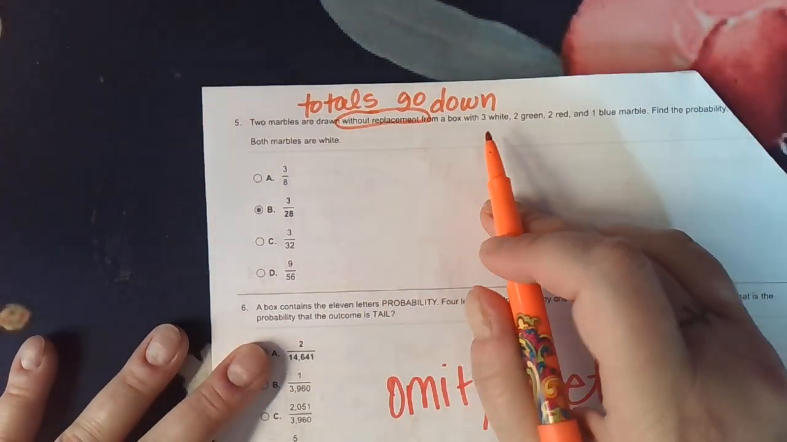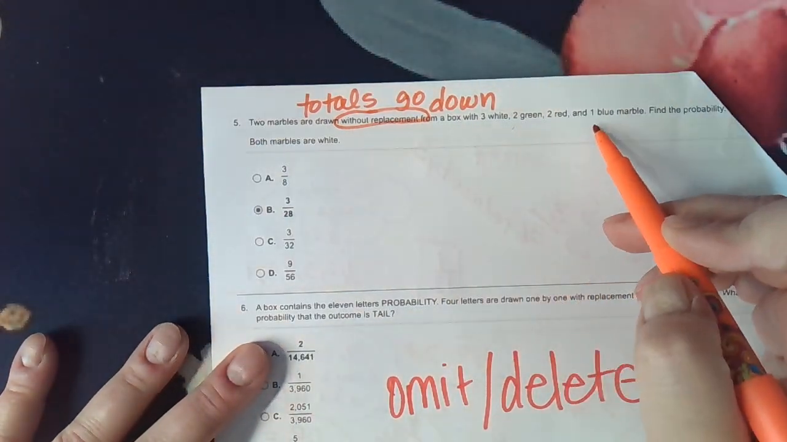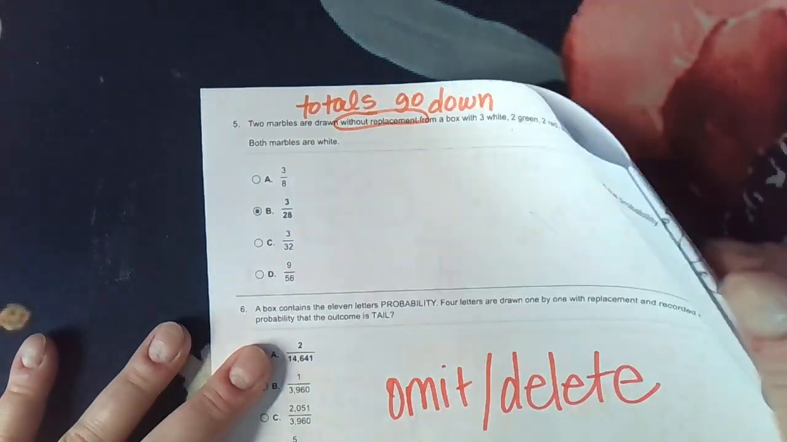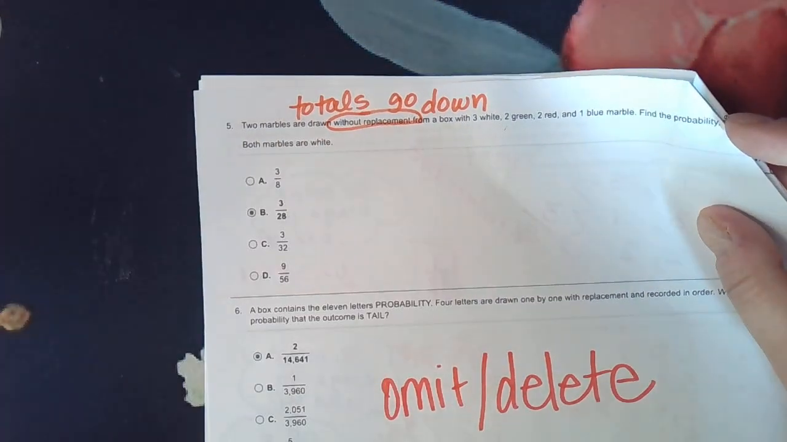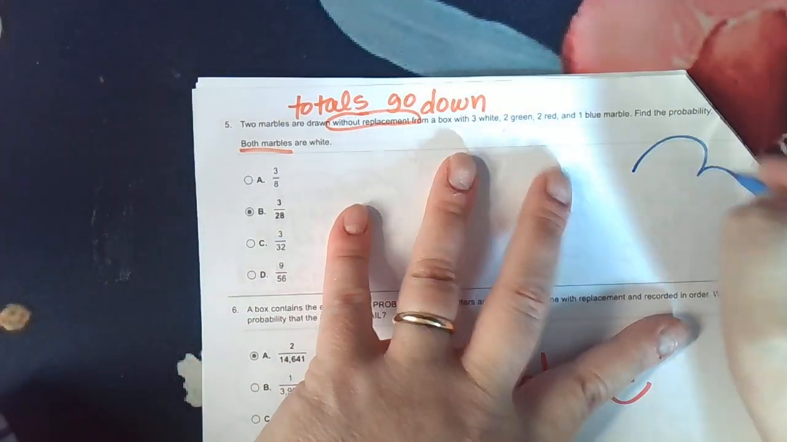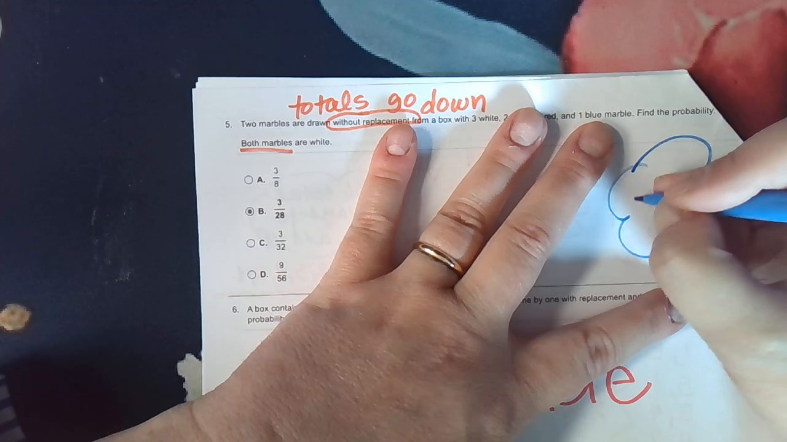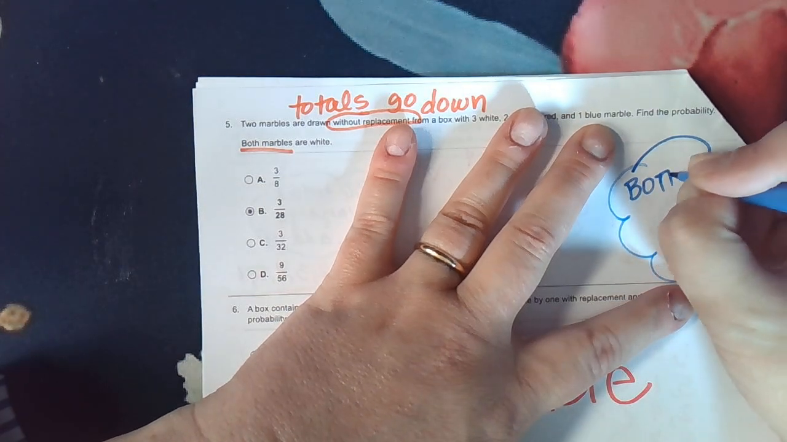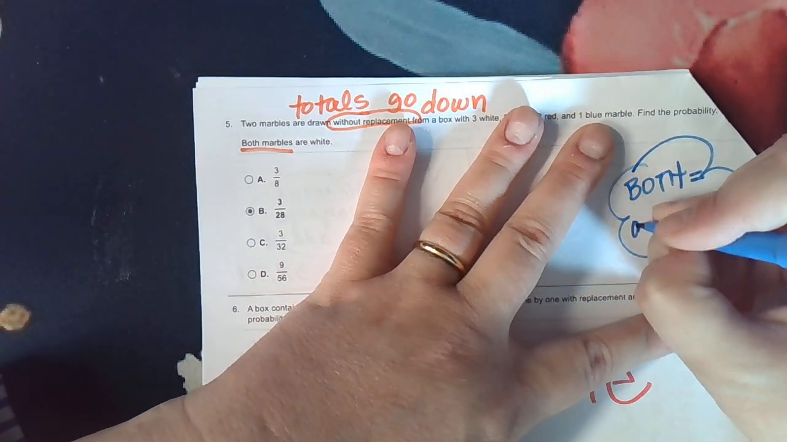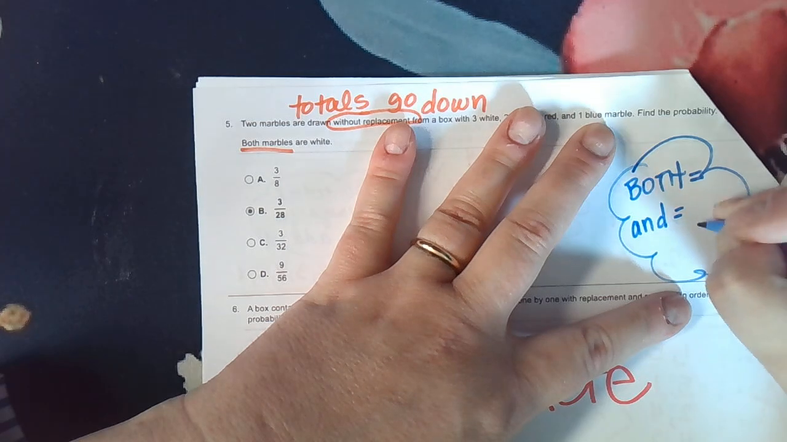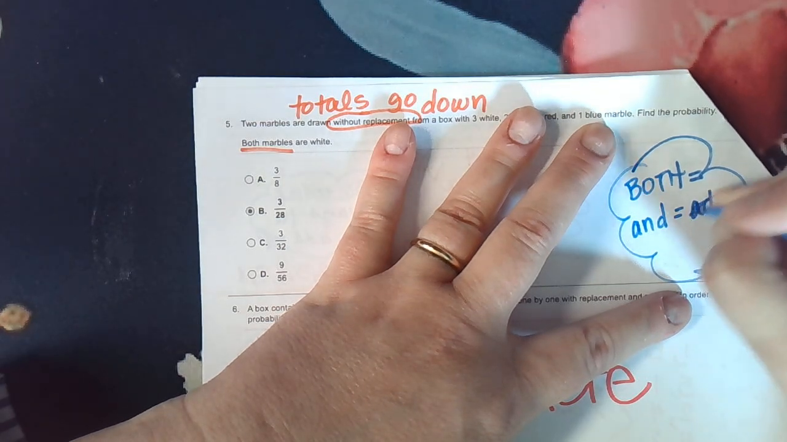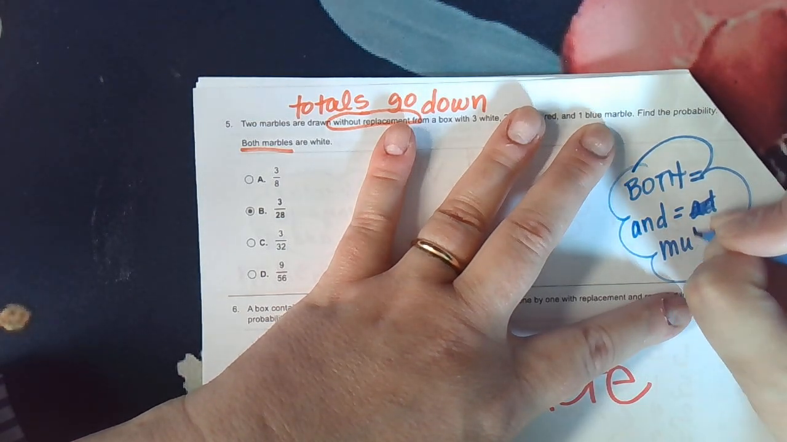Okay, let's see. We got 3 white, 2 green, 2 red, 1 blue. Find the probability that both marbles are white. Okay, if I were you, on your cheat sheet, I would say that both means and, and means, oops, multiply.